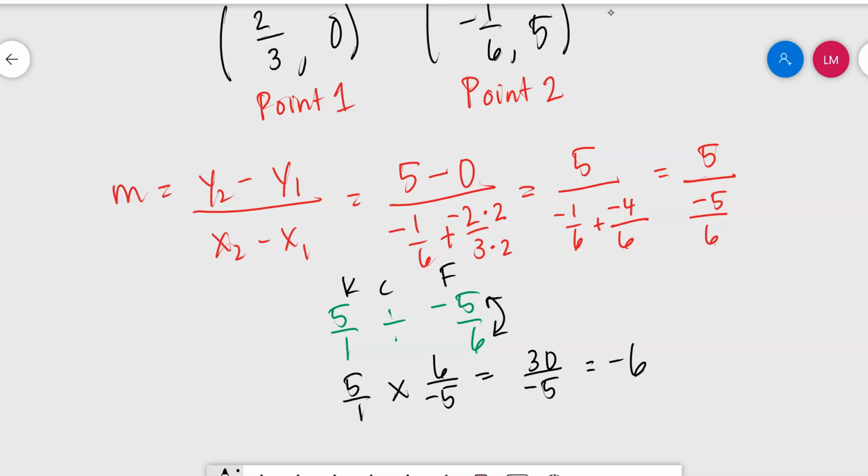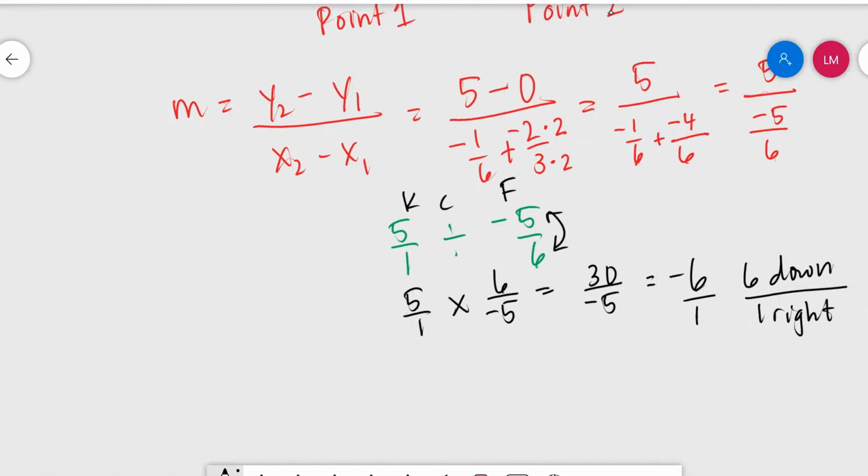So what would we do for our rise over run? If I'm at 2/3, 0 and I plot that point, and then I go to negative 1/6, 5, basically the relationship is going to be 6 down because the 6 is negative, and then go 1 to the right. In order to show that to you, I'm going to slowly sketch these really quick off to the side, and let's just see if that's true.